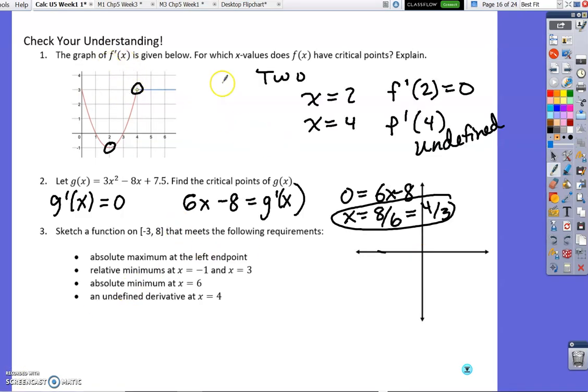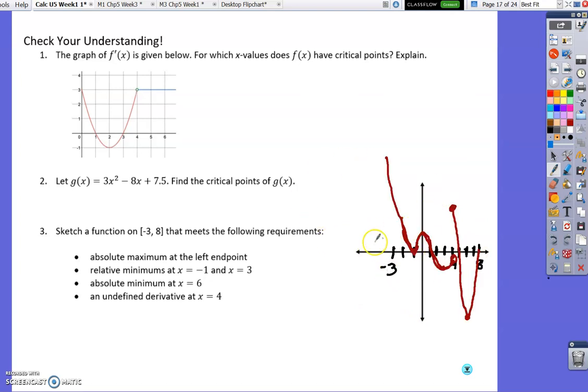Okay, so there are 2 values for which there are critical points on number 1. One of them is 2, the other one is at 4, because at 2 the derivative is 0, and at 4 the derivative is undefined because we have that cuspy point. Find the critical points. That will be when the derivative is equal to 0. So I took the derivative, set it equal to 0. I got 4/3. I realized I drew all over my graph, so I put it on the next page.